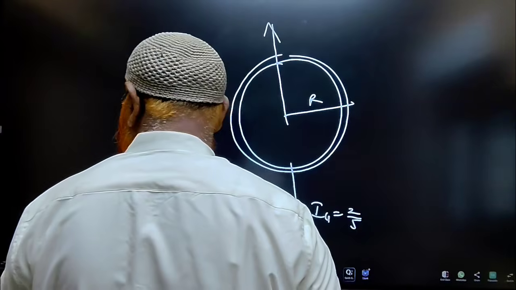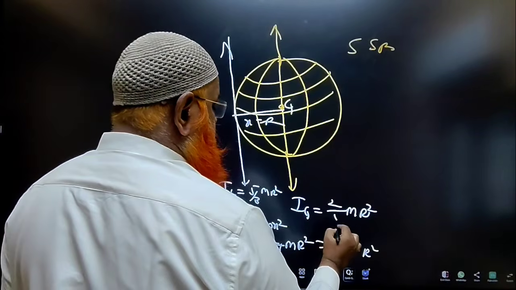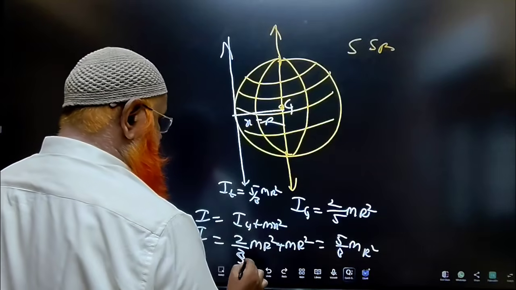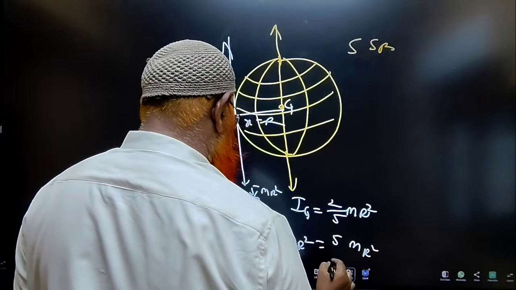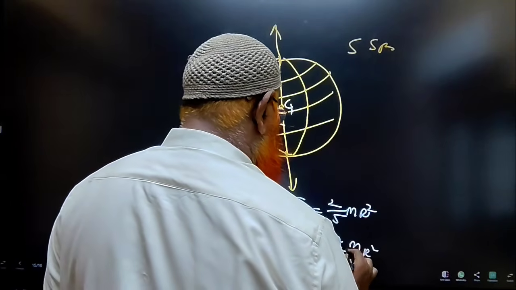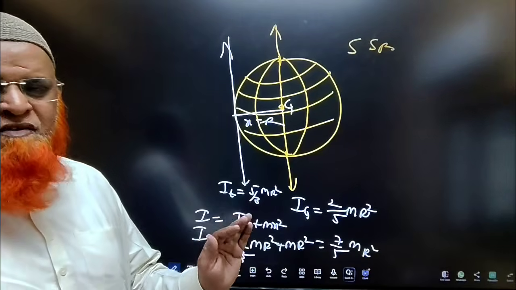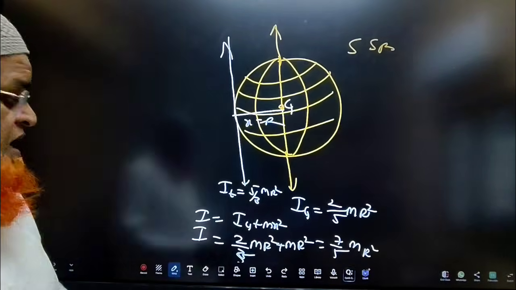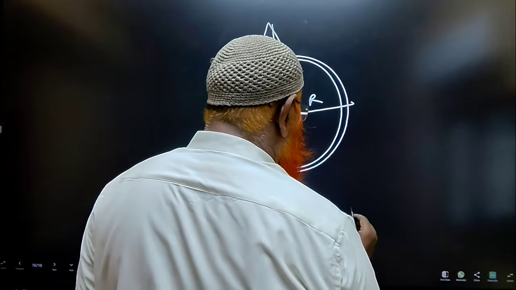See, I have told a little bit wrong, my dear. I am sorry. This is 2 by 5. Okay, 2 by 5. So what is this? 7 by 5, I'm sorry. This is 7 by 5 mr square. For a solid sphere the moment of inertia is less, 2 by 5. The denominator is more, so it is less. Hollow sphere is more.